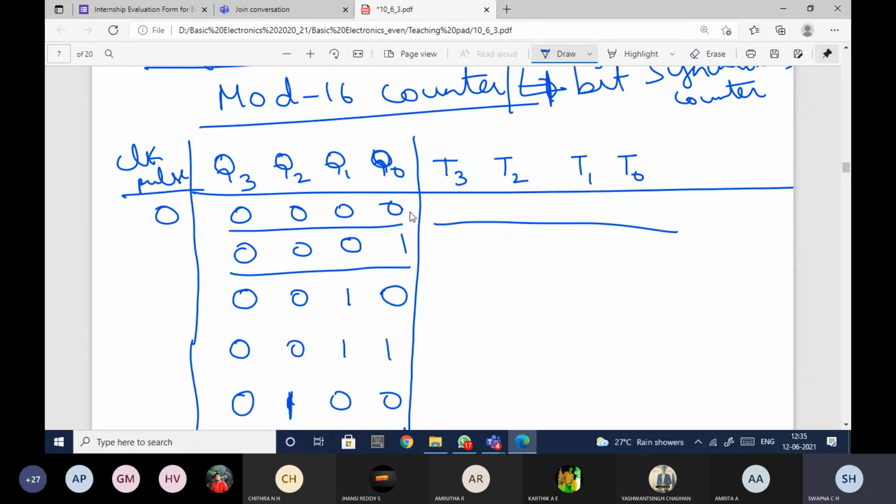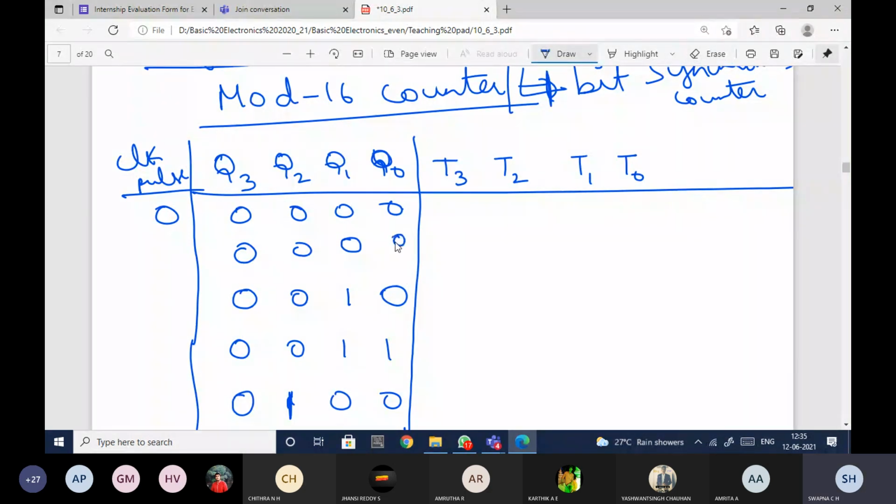At every step, first I'll take these two states and find out what the inputs should be. In the same way, next I'll take the next two and find out what the values of T3, T2, T1, T0 should be so that the flip-flops toggle. That is how we proceed. Let me just write it.